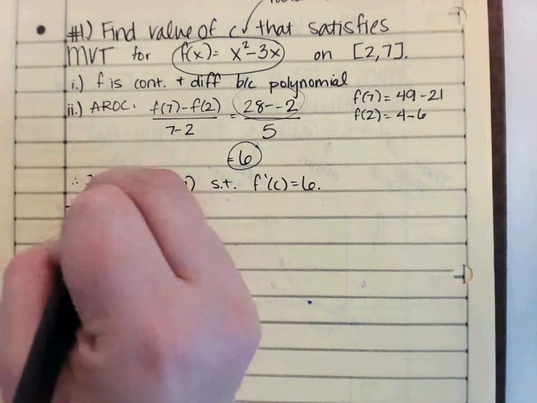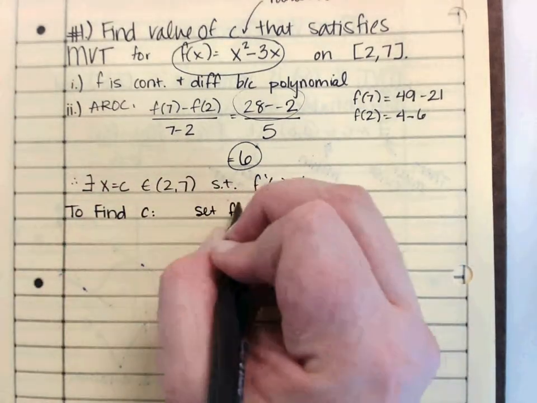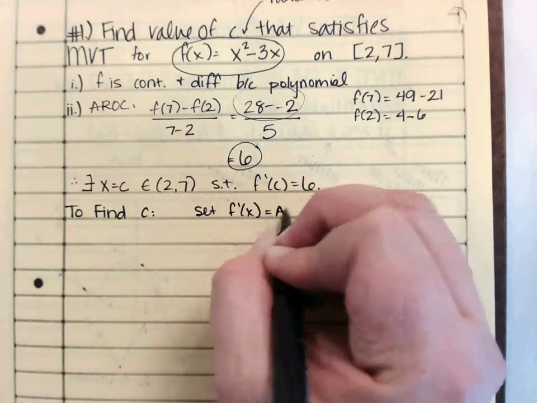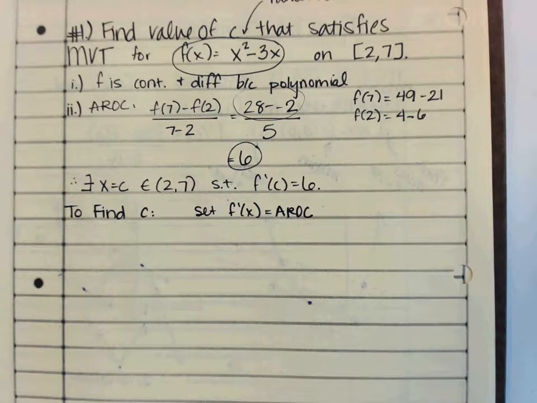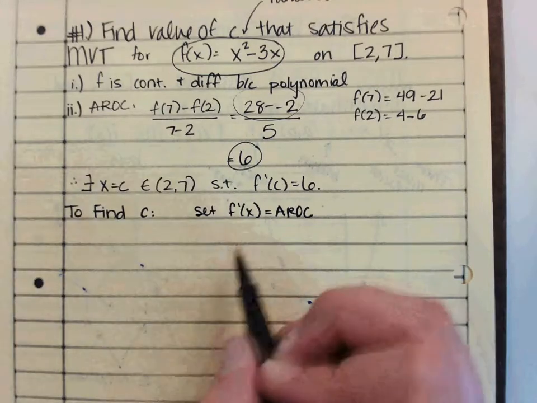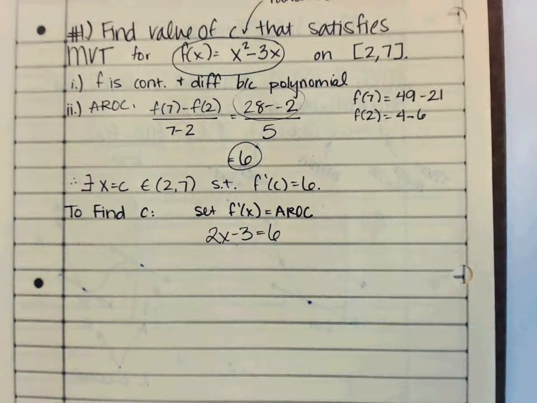Then if they ask you to find c, you're going to set f prime of x equal to the average rate of change. Now, what was my average rate of change? I already found it. 6. So I'm going to take the derivative, set it equal to 6. So look at your equation. What's the derivative of that guy? 2x. 2x minus 3 equal to 6, and then just solve it.